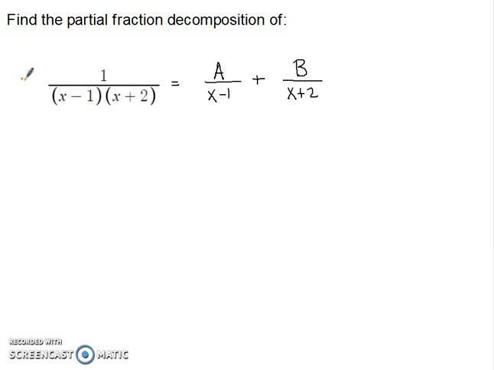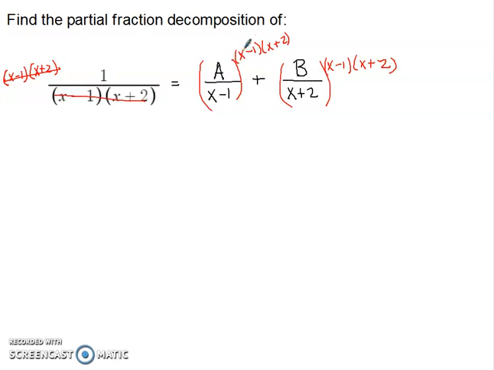Now at this point, I need to solve for A and B, so what I'm going to do is multiply by the denominators to clear all my fractions. On the left, I multiply by x minus 1, x plus 2, and then on the right, I multiply everything by x minus 1, x plus 2. And simplify. My fraction on the left reduces completely. The x minus 1 reduces in my first fraction on the right, and x plus 2 reduces in the second fraction on the right.